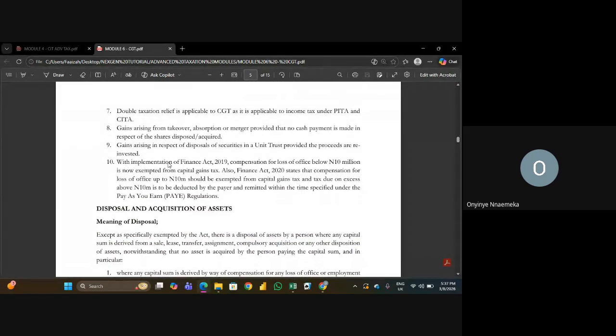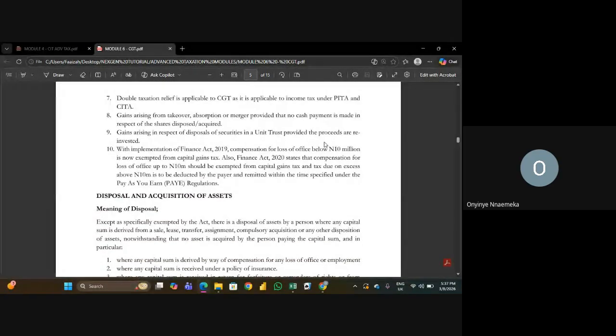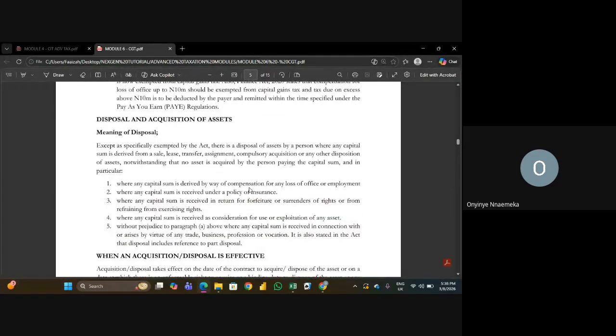So I think the others are things that you can read. And here I know that this thing was increased. Compensation for loss of office below 10 million is now exempt. Before, it was 10,000. You read the one that was here, 10,000. So it's now 10 million because 10,000 is ridiculous. So if your compensation for loss of office is above 10 million, the excess above 10 million will be taxed. Now, disposal and acquisition of assets.